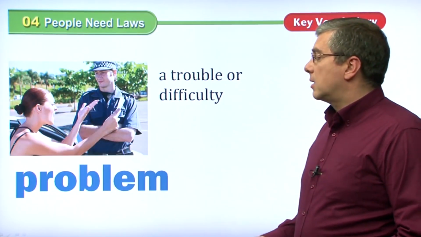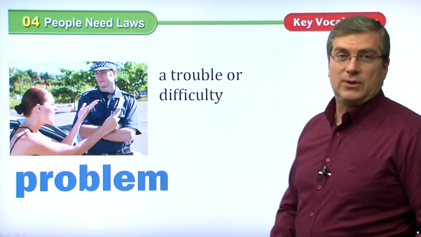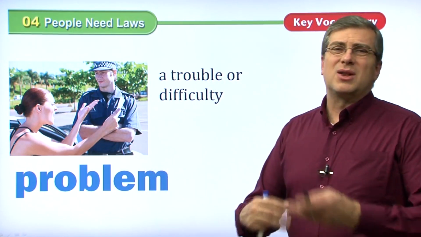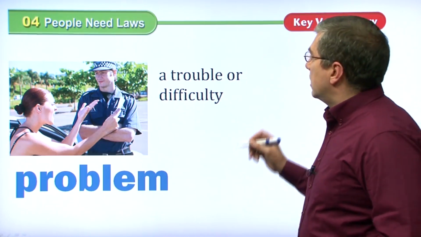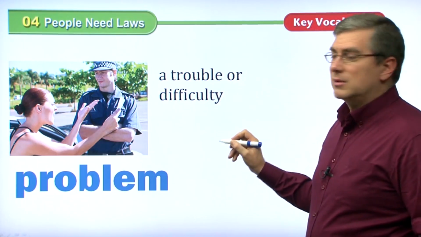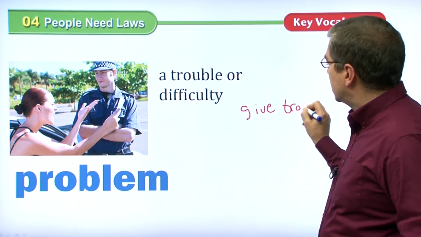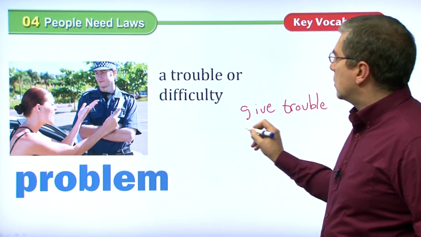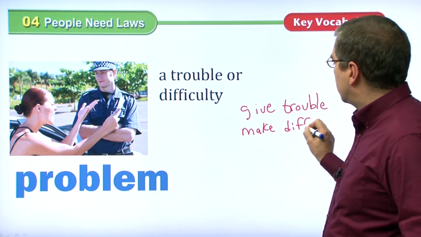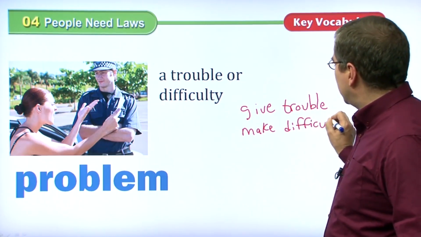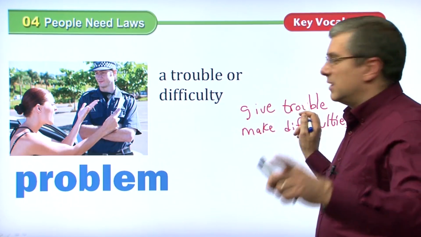Okay, now when people break laws, they make problems. So a problem is a trouble or a difficulty, right? So when people break laws, they don't obey the rules, they're making problems for everybody else. Now, when you cause trouble, you give somebody trouble, give trouble. Don't give other people trouble. Don't make difficulties. You can also say make a problem. But you shouldn't do these things. Make difficulties. Right? So don't give trouble, right?